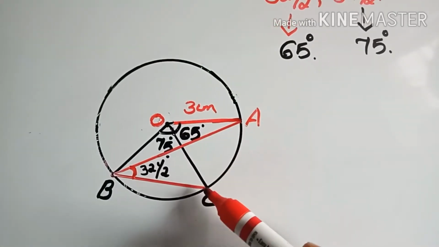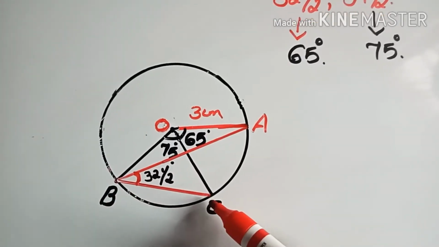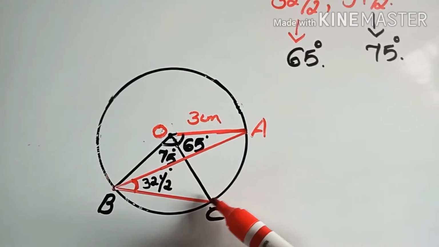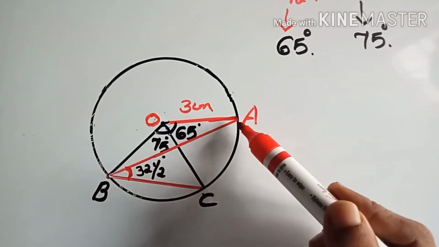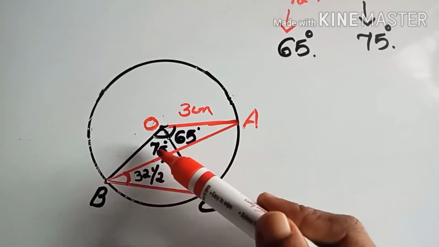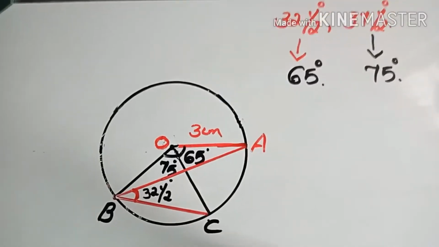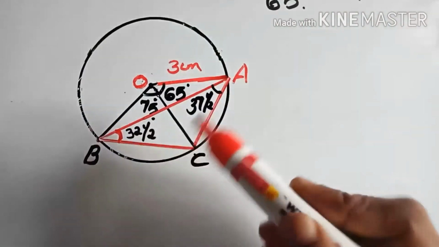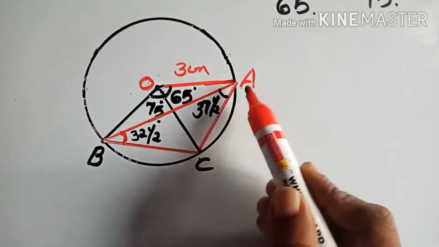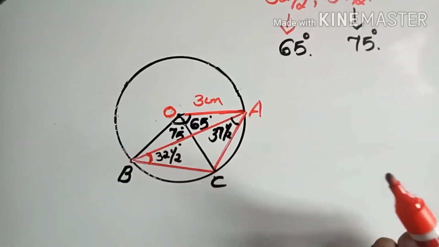It must end at point C. Then only the angle will be the same, because the central angle's starting and ending points are B and C. So start from B up to A, then up to C. BA is already joined here, so let's join A to C. Then that angle will be half of 75 degrees, that is 37.5 degrees. So this angle is 37.5, this angle is 32.5. So triangle ABC is the required triangle.